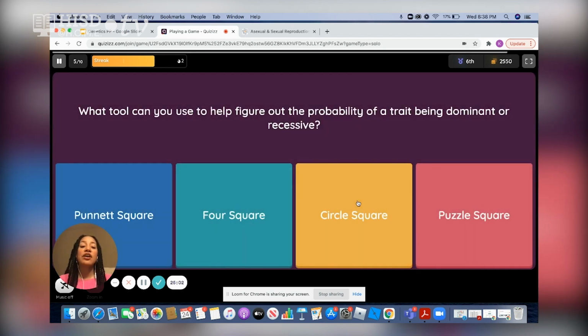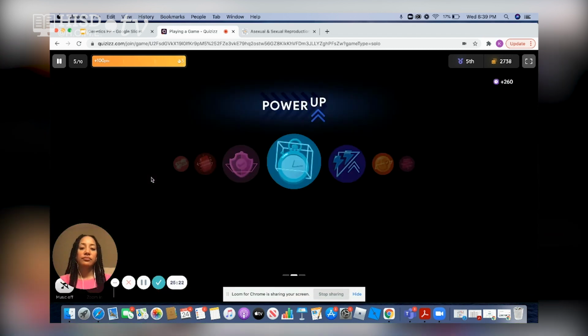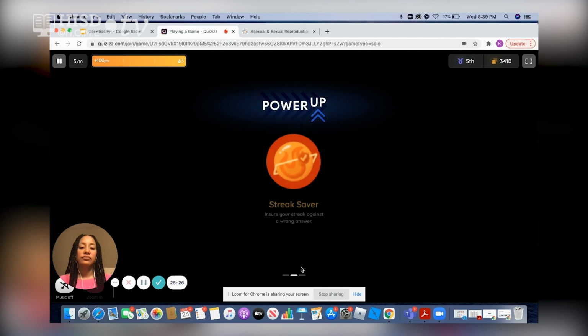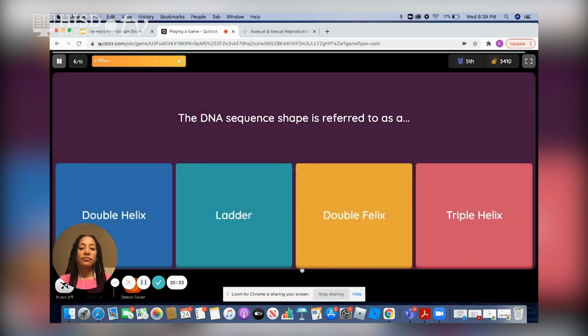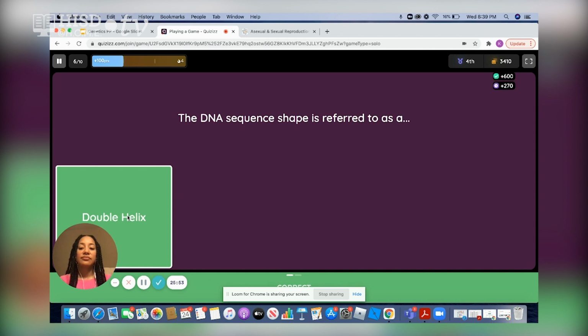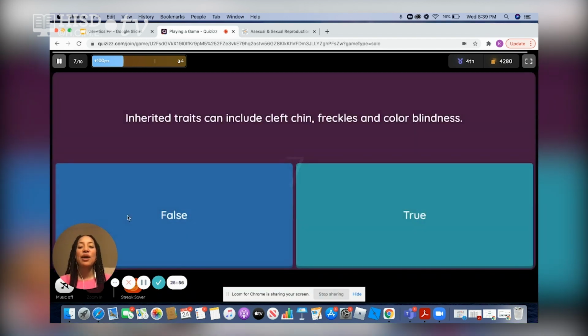What tool can you use to help figure out the probability of a trait being dominant or recessive? So what did we just complete with our bears? Yes, if we want to predict what might happen to the offspring, we need to use a Punnett Square. The DNA sequence is referred to as, so what does our DNA look like? We saw an image of that on one of our slides earlier today. Yes, DNA looks like a double helix. It kind of looks like a ladder, but the official term is double helix.